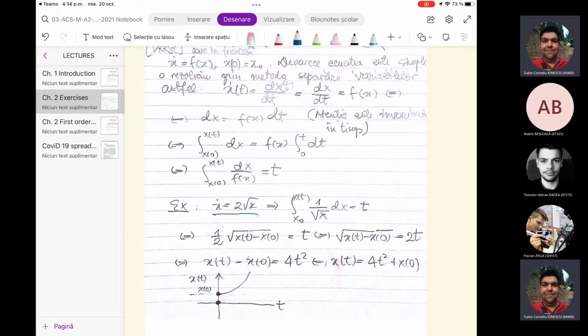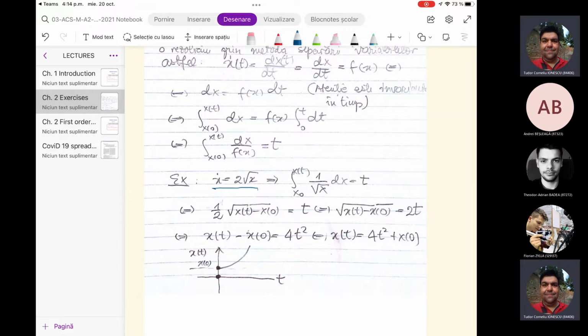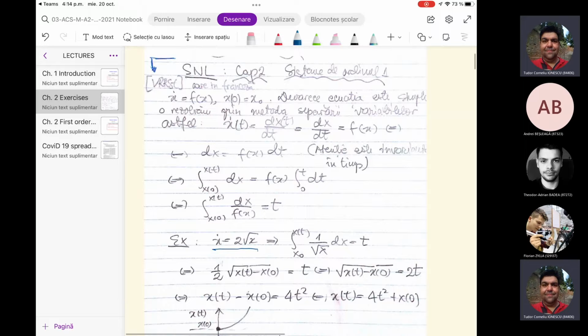Let me just check. Right. So I was saying this example, x dot is 2 square root x. First of all, I just forgot to mention, here is just a mention of the time variable, separation of variables.